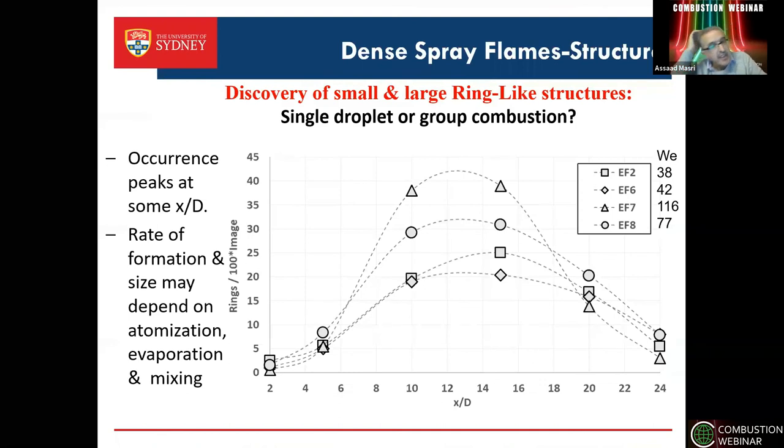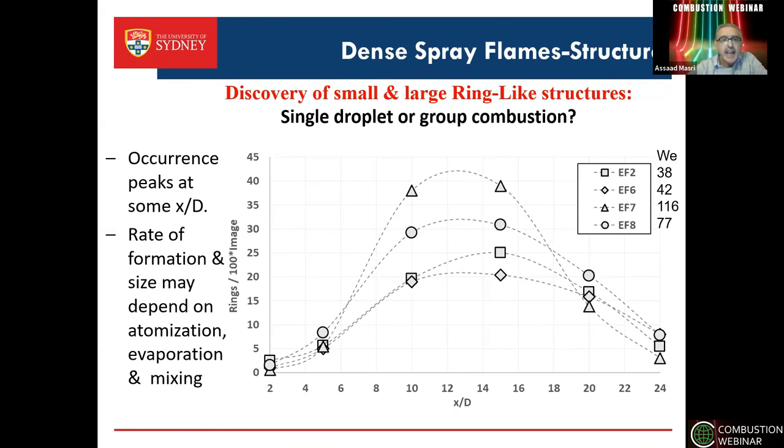Gajendra has counted these as part of his PhD thesis and has developed here the rate of the formation of these rings over an assembly of images. And you see a pattern forming as to how many of these rings form with axial distance and how they change with Weber number. And you can see here that these rings increase in their rate of formation with increasing Weber number.